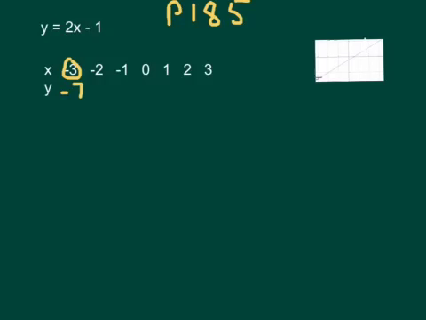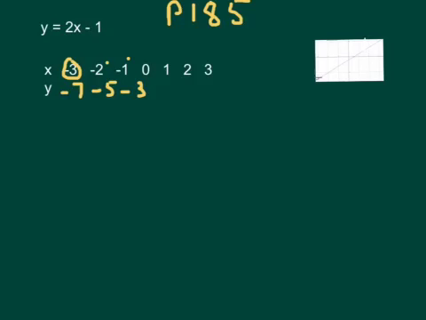So for the next one, when x is negative 2, y is going to equal 2 lots of that, so 2 times negative 2 is negative 4. Take away another 1 is negative 5. And so we keep going. So when x is negative 1, negative 1 times 2 is negative 2. Take away another 1 is negative 3.